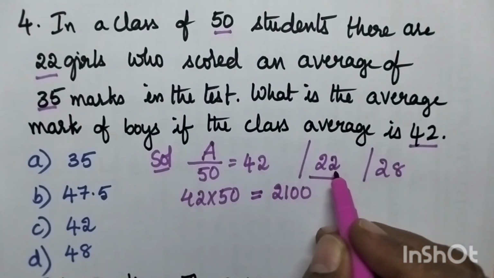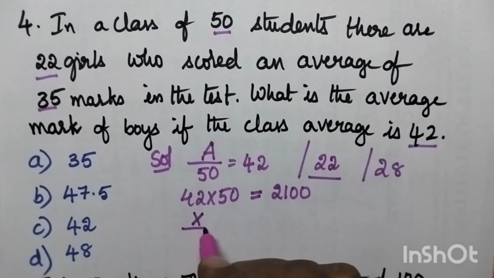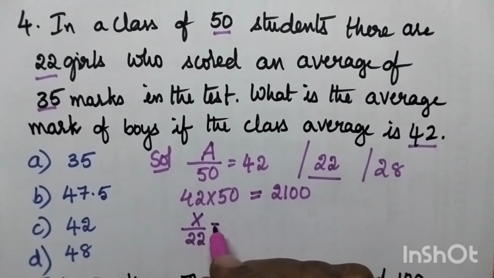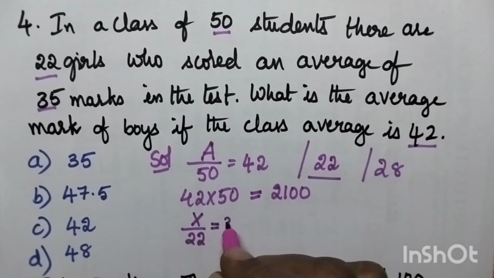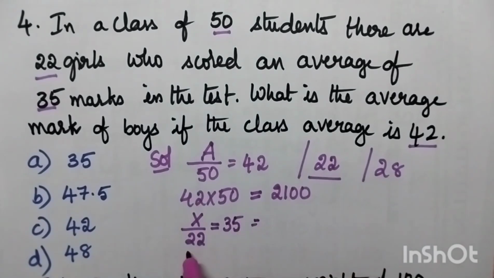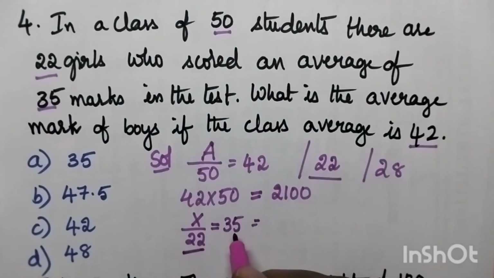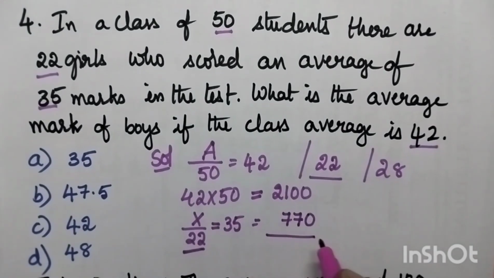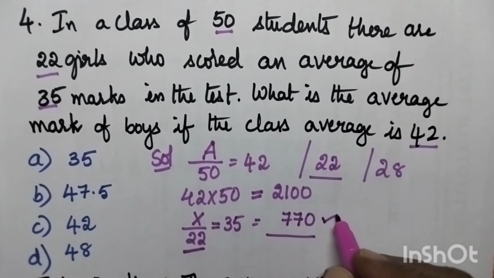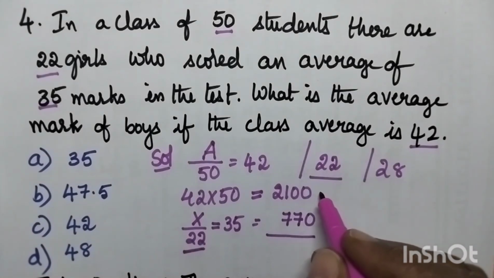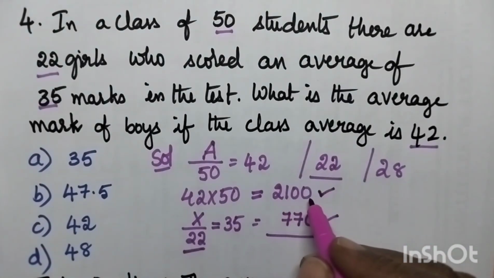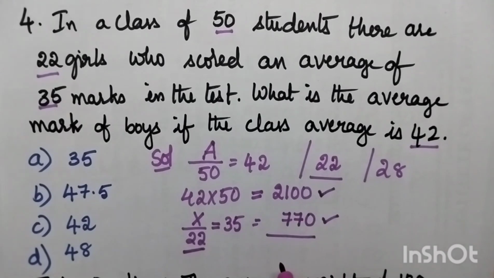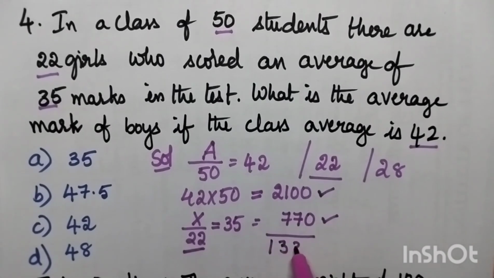So the average of 22 girls, that is x by 22 is equal to 35. And hence the score of 22 girls is equal to 35 into 22. Hence that is equal to 770. So the score of 22 girls is 770. The total score of 50 students is equal to 2100. So on subtracting, we will get 1330.